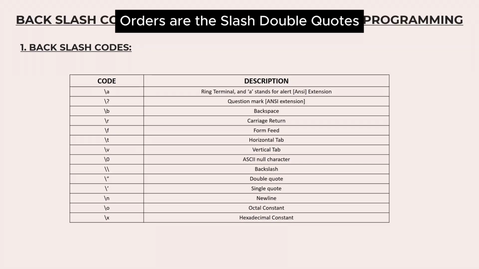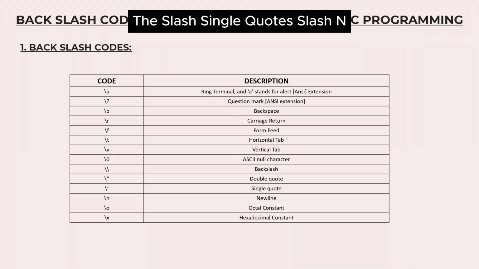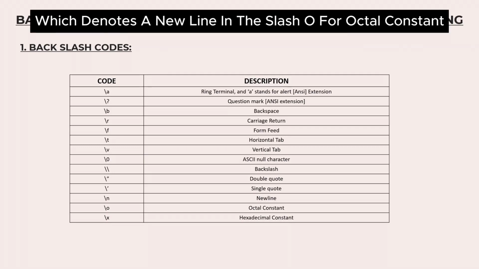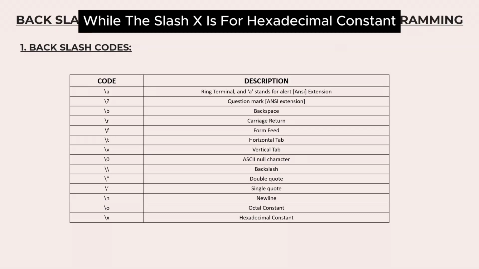Others are the \" for double quotes, the \' for single quotes, \n, which denotes a new line, and the \o for octal constant, while the \x is for hexadecimal constant.